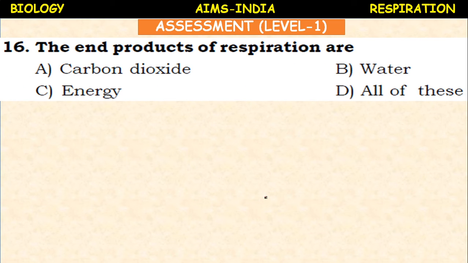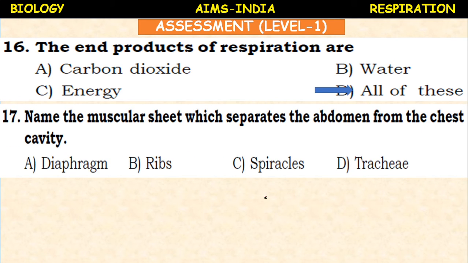Next, the end products of respiration are carbon dioxide, water, energy. Yes, all of these. What is the equation representing the respiration? C6H12O6 plus 6O2 gives rise to 6CO2 plus 6H2O plus energy. So carbon dioxide, water and energy. Name the muscular sheet which separates the abdomen from the chest cavity. It is the diaphragm.